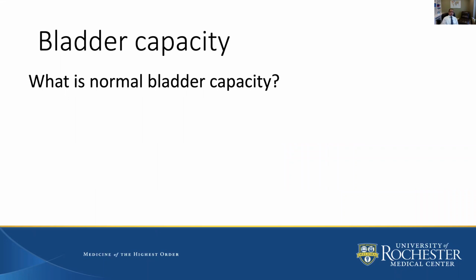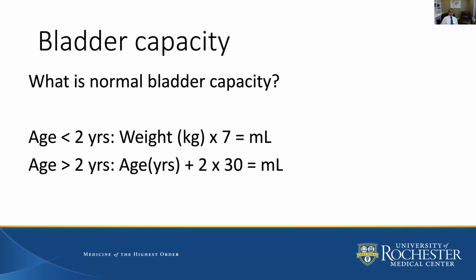So what is a normal bladder capacity? In adults, it's a fixed value. In kids, it's different, and unfortunately, you will have to remember this formula. For age less than 2 years, you multiply weight by 7, and you get the capacity in mLs. For age more than 2 years, you add 2 to the age in years and multiply by 30. And it gives you the expected capacity of the bladder. Recently, the AUA changed the formula. They just add 1. So if you say 1 or 2, I think both would be fine.